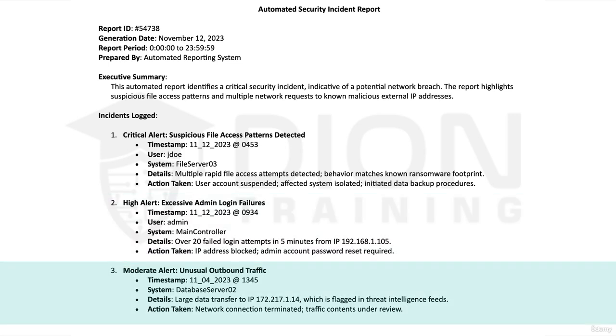This was unusual outbound traffic, and it occurred at 1:45 in the afternoon, and the system was database server 02. We saw a large amount of data transfer going to IP address 172.217.1.14, and this was flagged in our threat intelligence feeds. The action taken, the network connection was terminated, and traffic contents were placed under review.